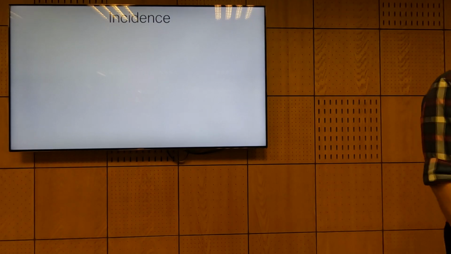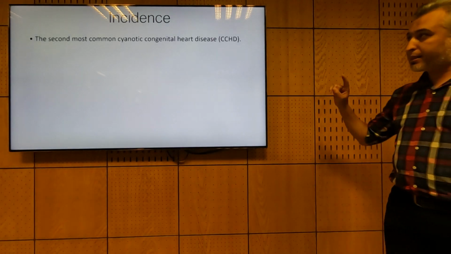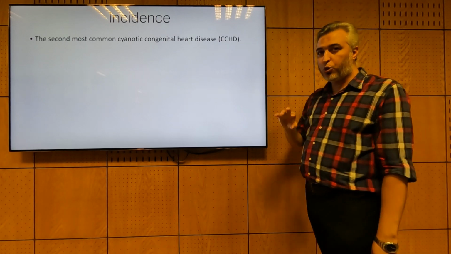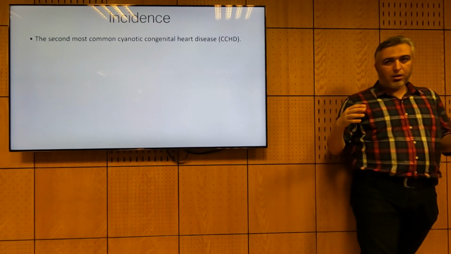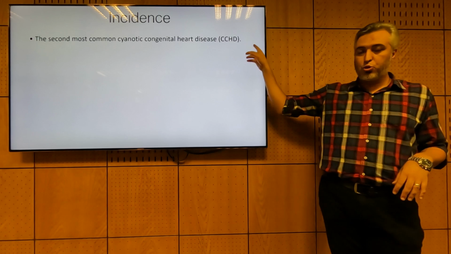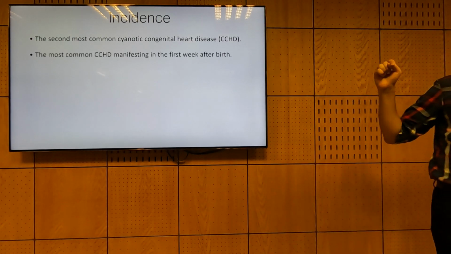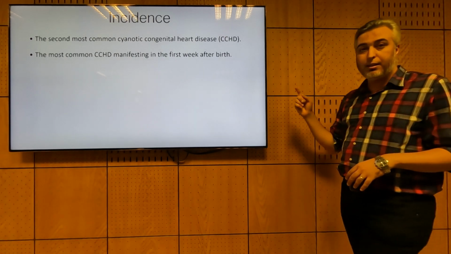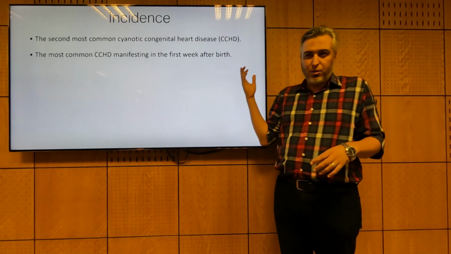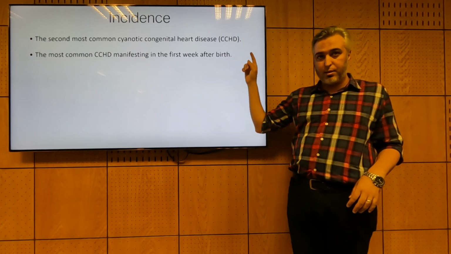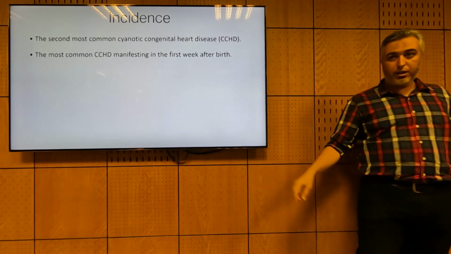So this is not a rare disease, actually quite common. This is the second most common cyanotic congenital heart disease, after tetralogy of Fallot. Actually, it is the most common cyanotic heart disease presenting in neonates, because usually Fallot patients do not present that early, while TGA patients can present with real cyanosis very early on.